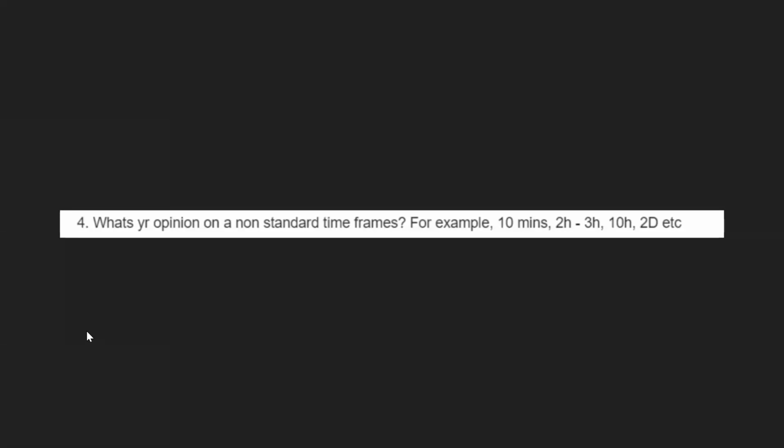Right. What's your opinion on a non-standard time frame? For example, 10 minutes, 2 hour, 3 hour, 10 hour, 2 day, etc. Time frame isn't important to me, only in as much as it's useful in assessing the significance of structures. It's something we'll talk about in the webinar on scale. But time frame is just a zooming function of the same data.